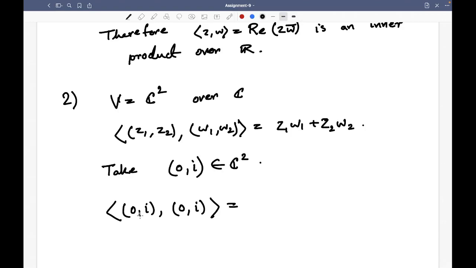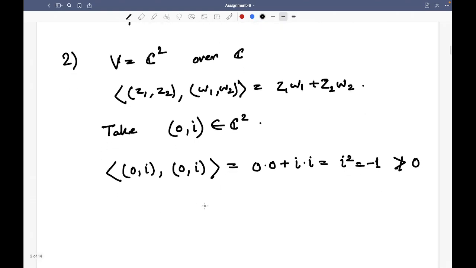By definition, this is Z1, Z2 and this is W1, W2. So here it is Z1, Z1. It will be Z1 W1, which is 0 dot 0, plus I dot I. So it's I squared, which is minus 1. So this is not strictly positive, right? So it does not satisfy the positivity condition of an inner product.